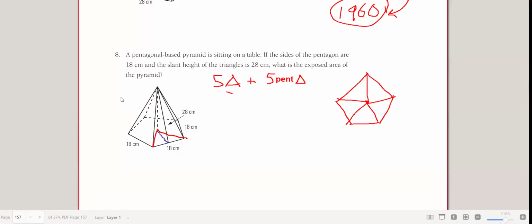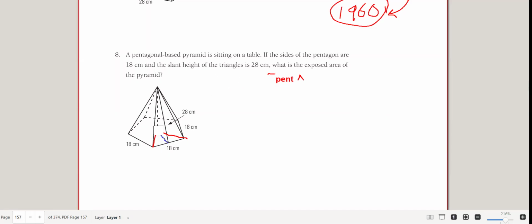Now, I could use some fancy mathematical thing to solve here, but I've misled you guys. Reread the question. What is it actually asking? So it wants to know, what is the exposed area of the pyramid? The pyramid, which is sitting on a table. The base, the pentagon, is not exposed. So it's actually just 5 triangles, right? So all you got to do is find the area of one of these triangles and times it by 5. We don't care about the base.